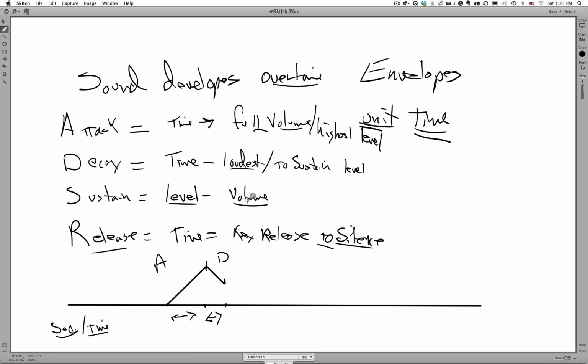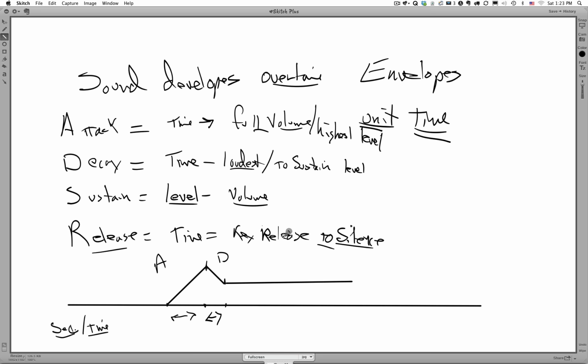Now remember I said the sustain level is an actual level. It's not amount of time. The reason for that is the time is determined by how long we hold the key down. So if we hold the key down for a short period of time, our sustain is going to be a short period of time. But the level is going to remain constant based on how we have it set. Sustain is a function of level, not a function of time. The time is relative based on how long we hold the key down.